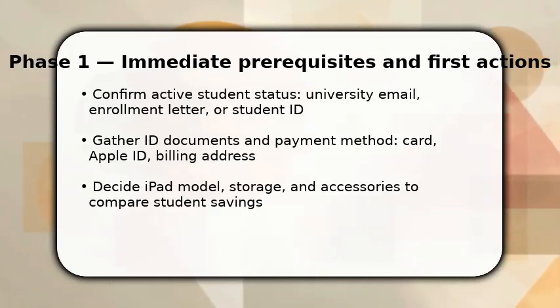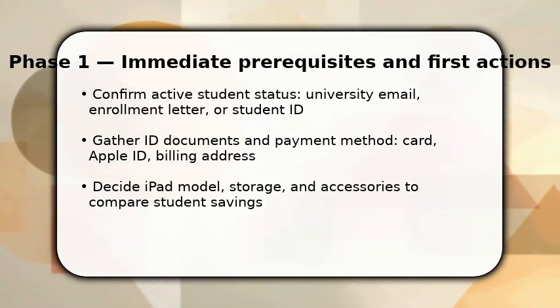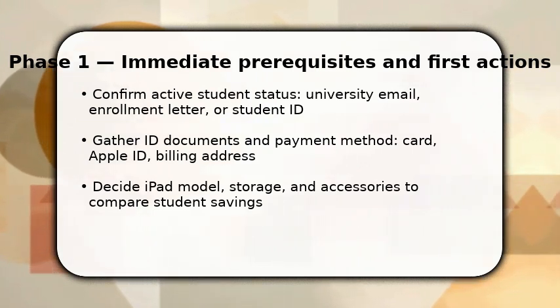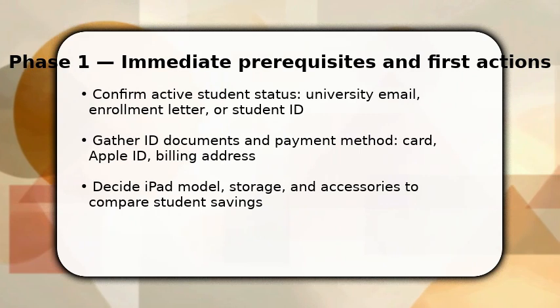You start by confirming eligibility. Use your university email, current enrollment letter, or student ID. Once done, sign into your Apple ID and verify your billing address matches the school records.